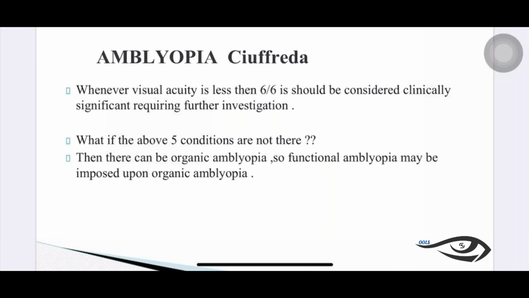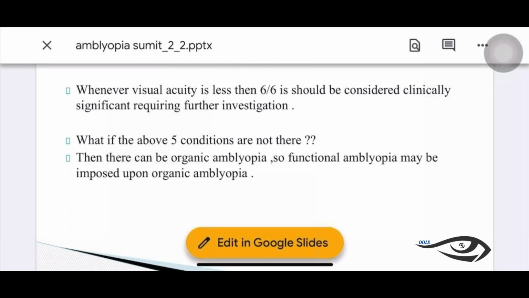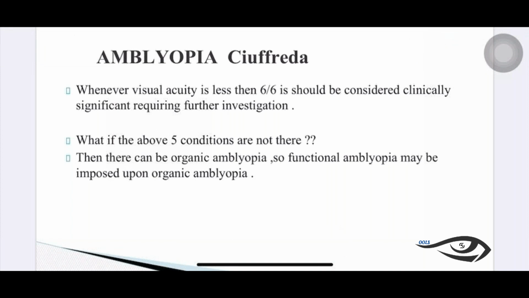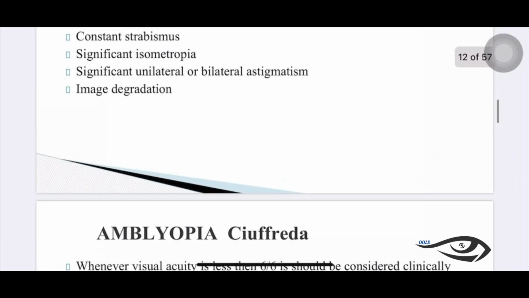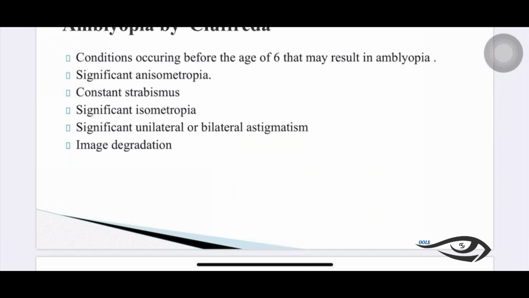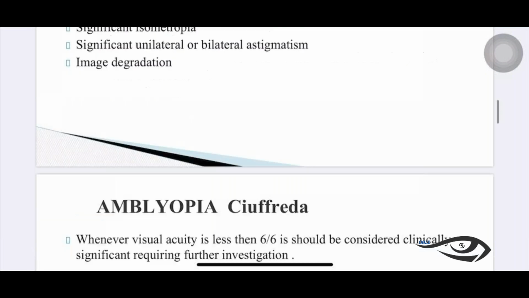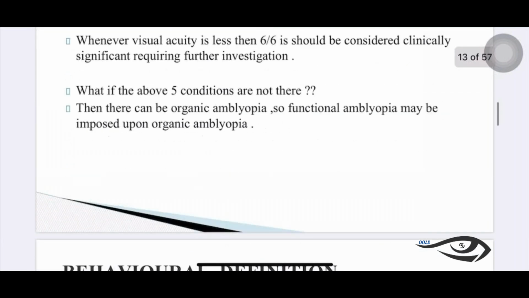You have to do all the clinical tests to diagnose amblyopia. You can't say directly that this person is suffering from amblyopia, because there are different tests which we have to do to diagnose it. Now, one more thing he said: what if all the 5 conditions are not there? Suppose the patient does not have all these 5 conditions, like there won't be any type of constant strabismus, there won't be any type of significant isometropia, then what can you think? Then there can be organic amblyopia.